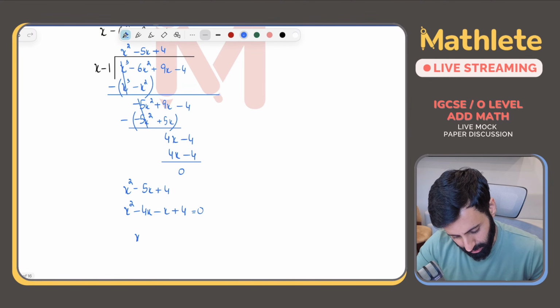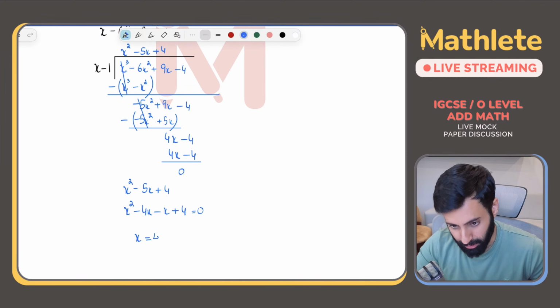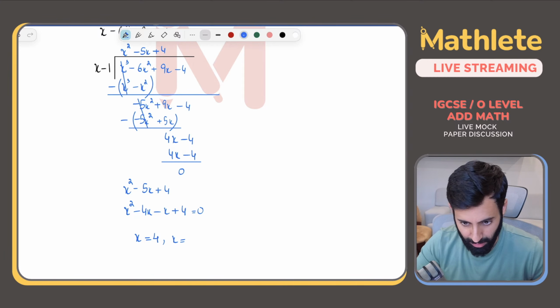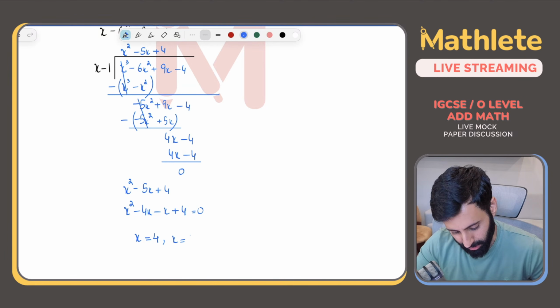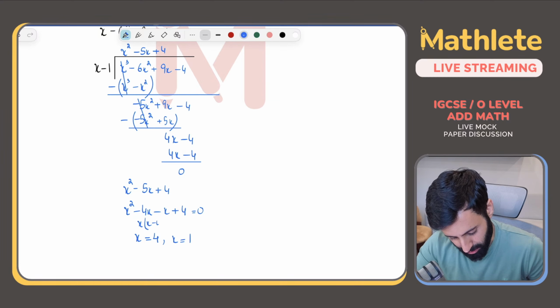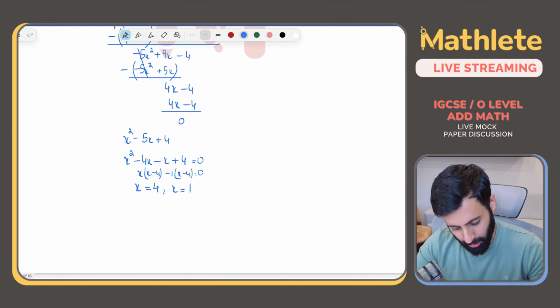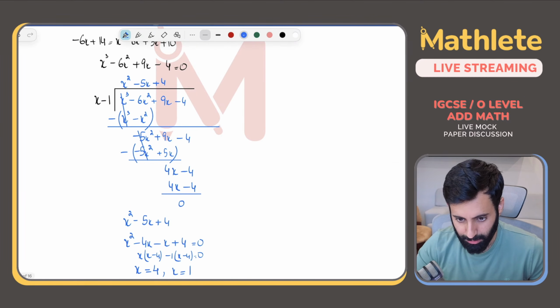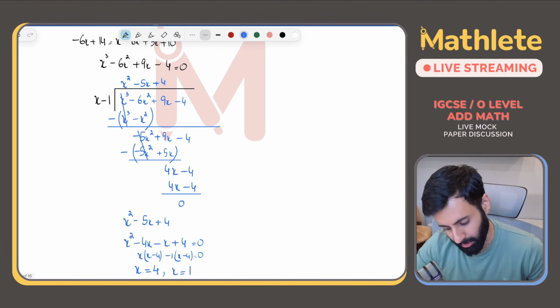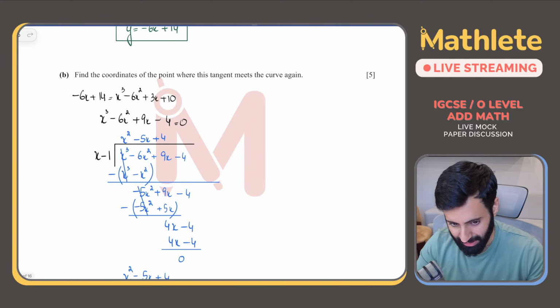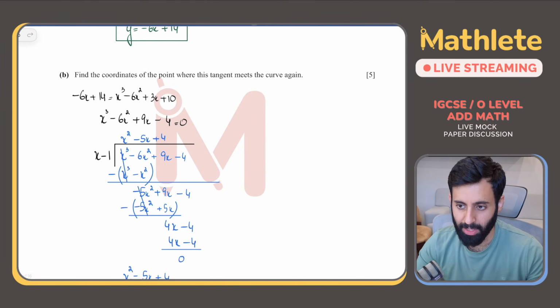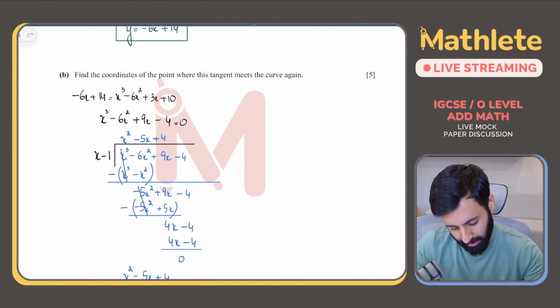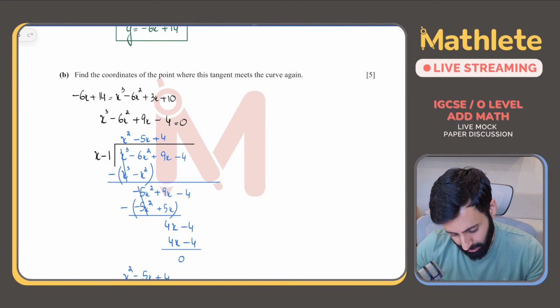Now if we solve it further, we will get x equals 4, and if we solve it further, we will get x equals positive 1. Because we take x common, we have x minus 4, then we take minus 1 common, and once again we have x minus 4. Now that means 1 is basically a repeating point. Or since it's tangent, obviously we will get one value of x twice because the line is tangent to the curve.